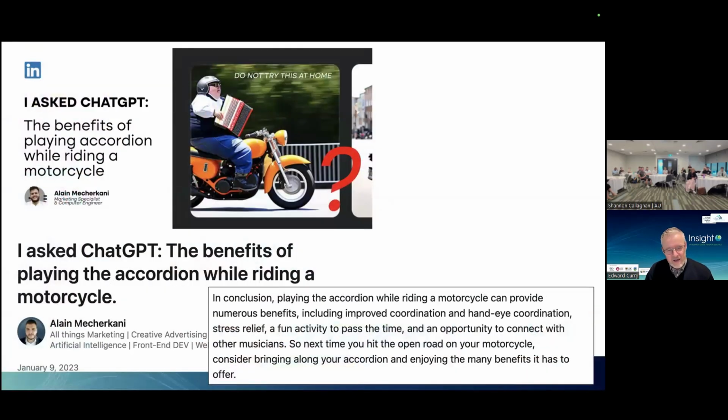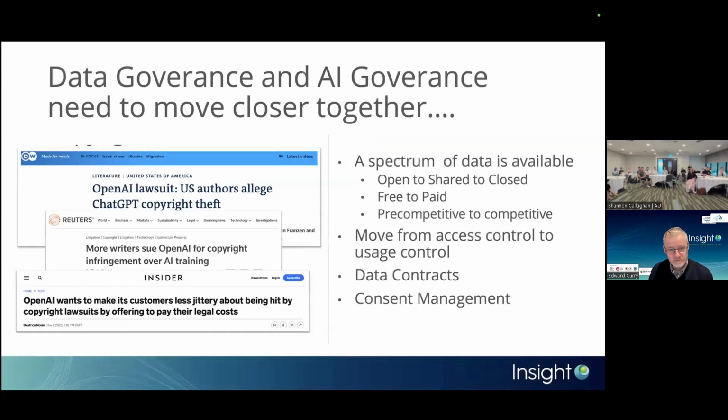Interestingly, even with all the benefits that are there, ChatGPT can be incredibly persuasive when it does create content as well. This is an article that was on LinkedIn a couple of years ago that talks about the benefits of playing an accordion while riding a motorcycle, and ChatGPT will absolutely try to convince you of the importance of playing the accordion while riding a motorcycle. So there's a real danger with the technologies themselves, but you can see the potential for them there.